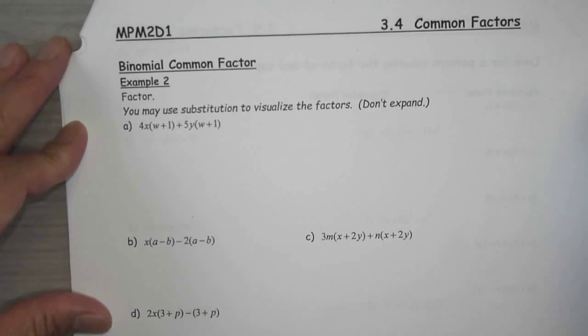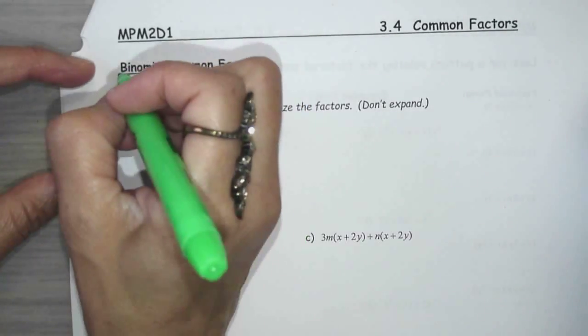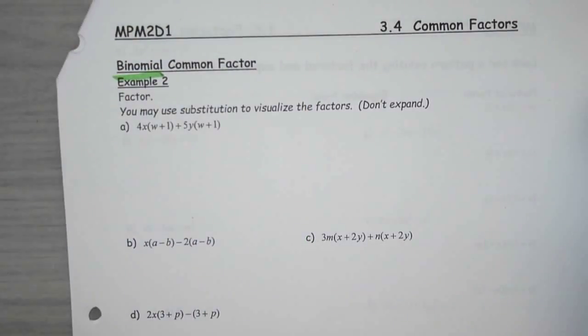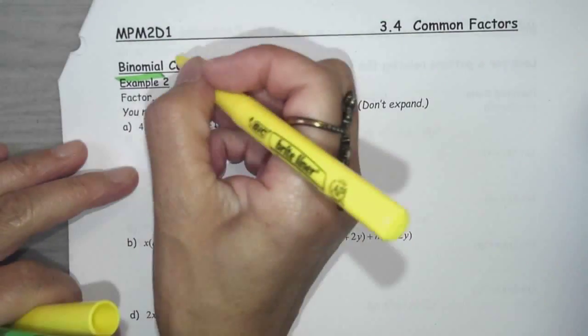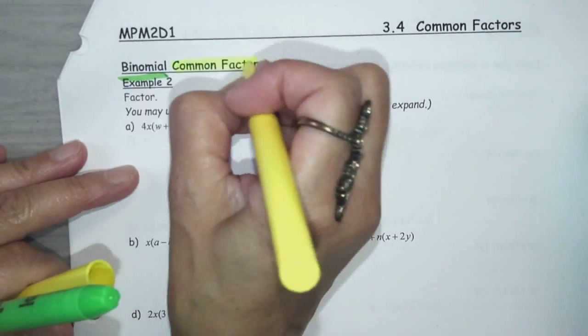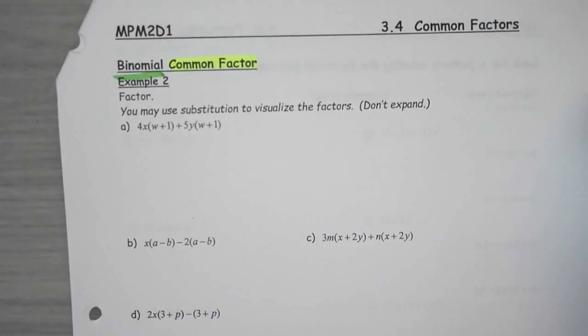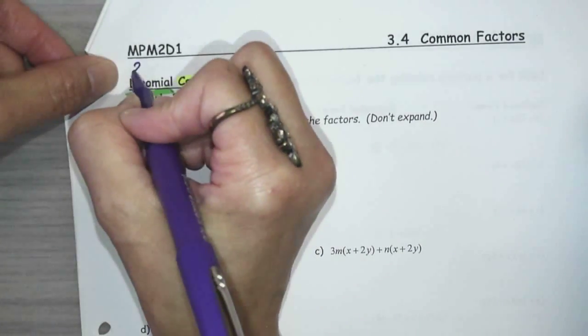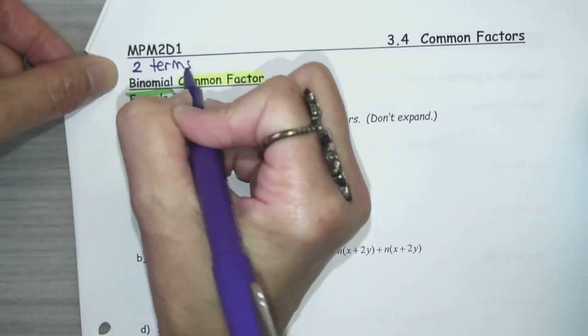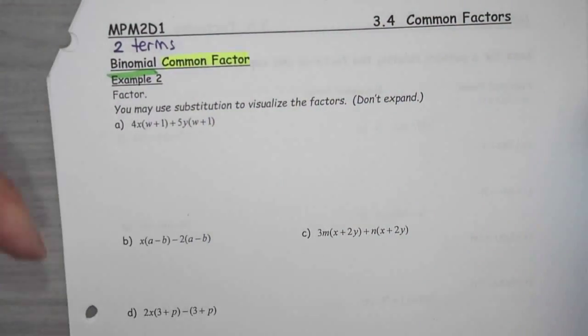Now we're going to look at binomial common factor. Binomial common factor. So this is still common factors. We're still in the section called common factor, but we're looking for binomial common factor. Binomial means two terms. So what does two terms look like?